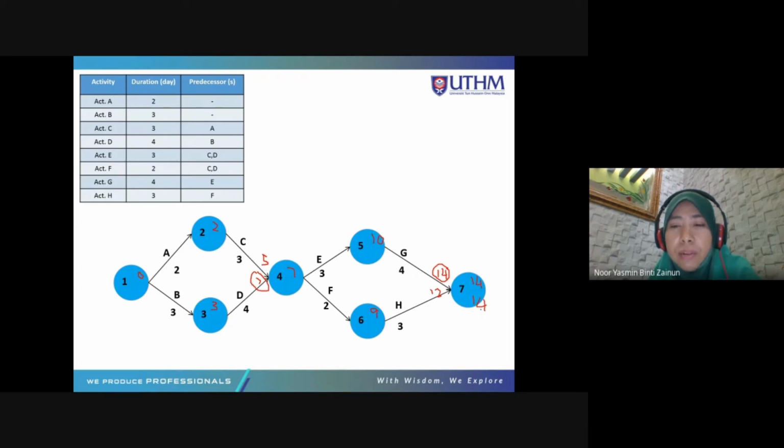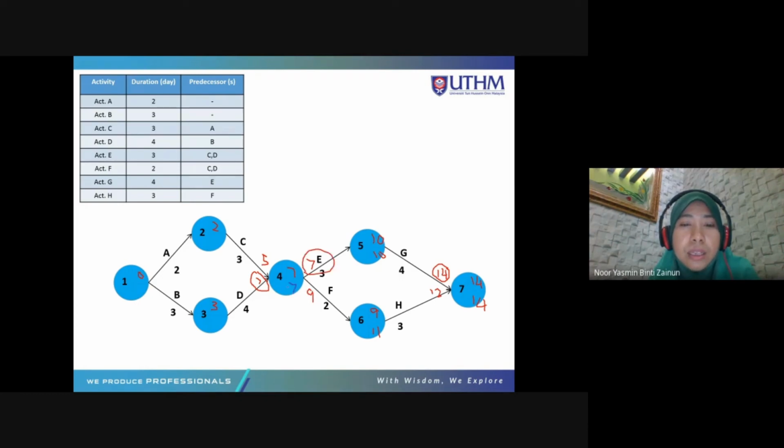Okay, backward pass, 14 minus 4 is 10. So here 14 minus 3 is 11. Okay. So you have two arrows coming out from node number 4. So you have two choices. 10 minus 3 is 7. But for backward pass, you need to choose the smallest value. 11 minus 2 is 9. So the smallest value is 7.